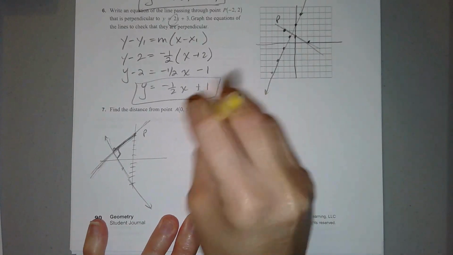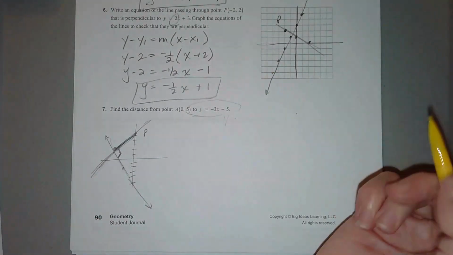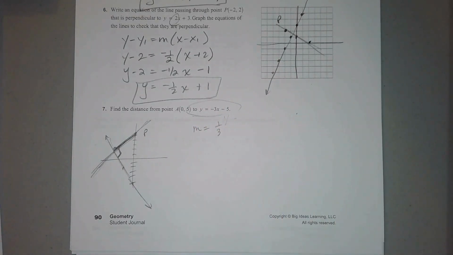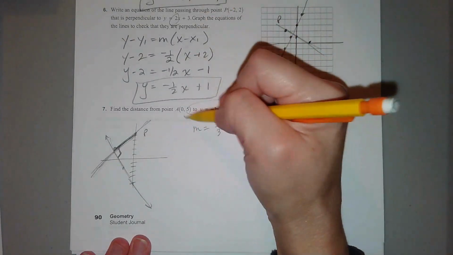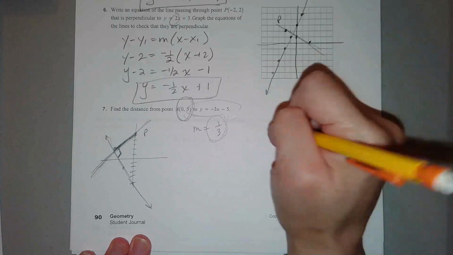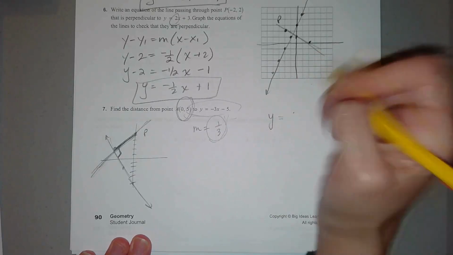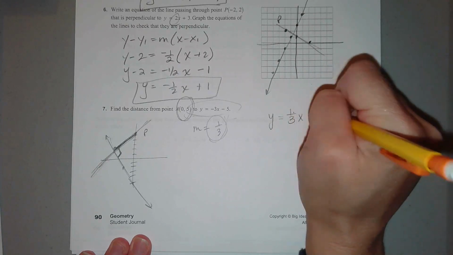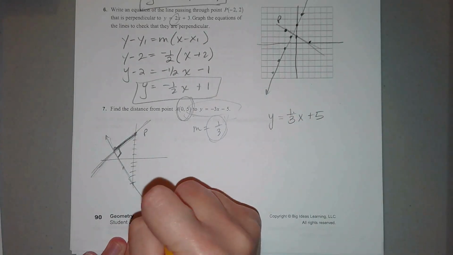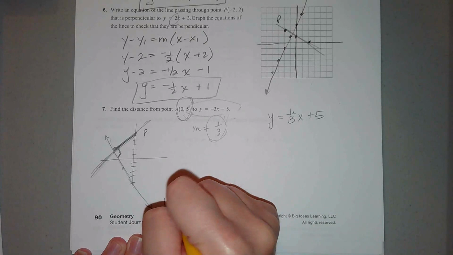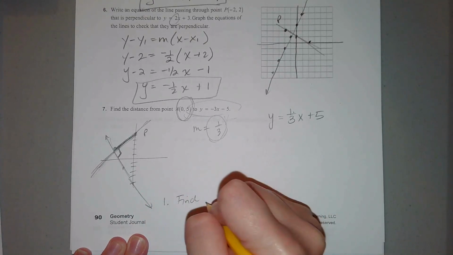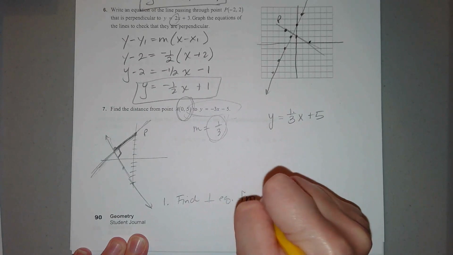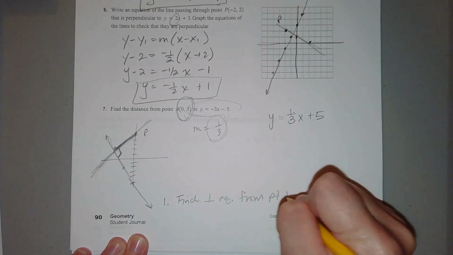So the perpendicular slope, in other words the opposite reciprocal, would be 1/3. Which means that if it has to pass through this point and have this slope, my equation will be y = 1/3 x + 5. So my first step, and I'm just going to write down steps because I think it'll be easier for you guys, is to find the perpendicular equation from the point to the line.